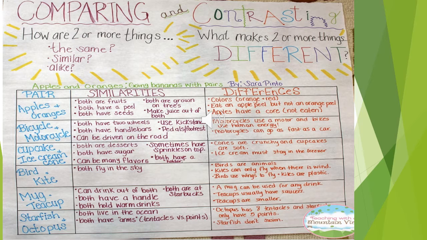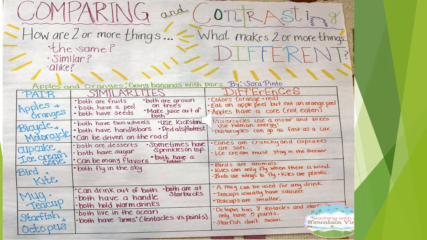Similarities: both of them are fruits, both are grown on trees, both have a peel, both have seeds, you can make juice out of them. When you compare apples and oranges, or say the similarities between them, here they are. But when you say the differences, or when you contrast them, you will find that one of them is orange, the other is red. One of them you can eat the peel of, the apple, but the orange peel you cannot eat. Apples have a core, but oranges don't have a core.